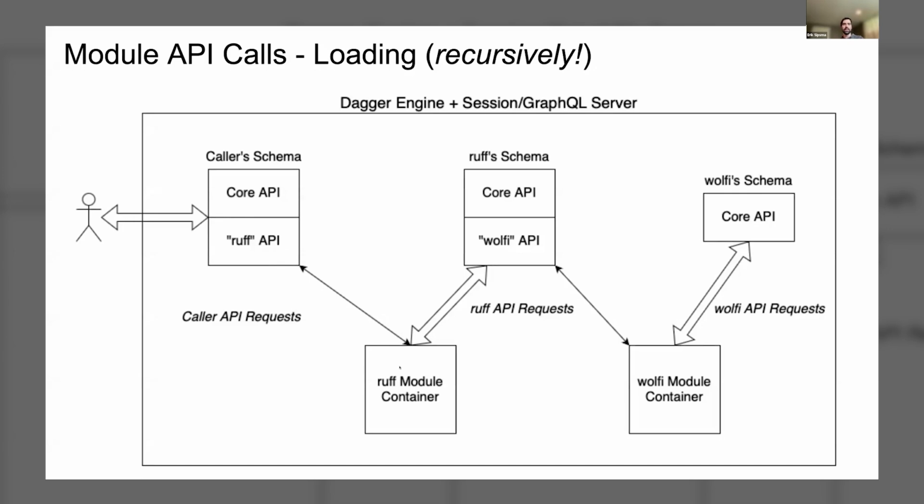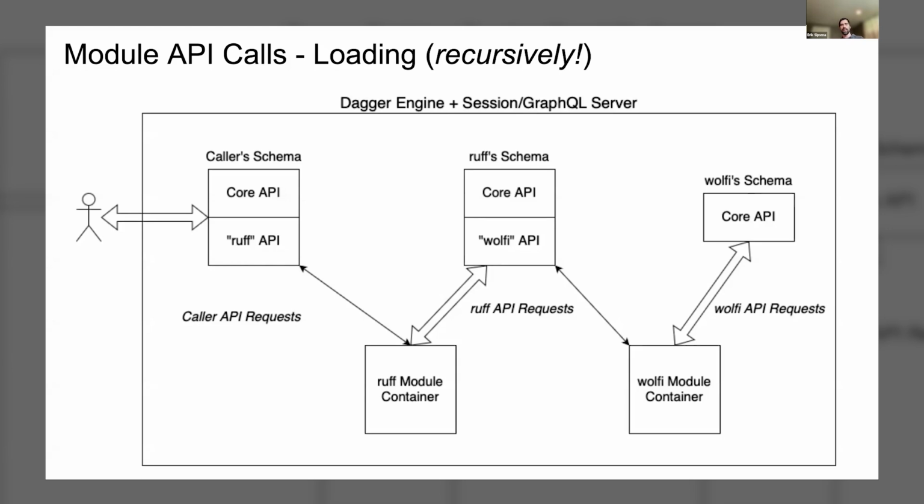But the rough module is actually just a client too. It's almost entirely the same as any other client, and it depends on the core API and the Wolfie API. So when it's making requests, we give it a different schema of just those APIs. And then Wolfie, in reality, does have more dependencies, but we're just pretending right now that it has no dependencies, so all it has is the core API available. You can think of it as they're all clients, and we give them just a view of the exact APIs that they depend on.